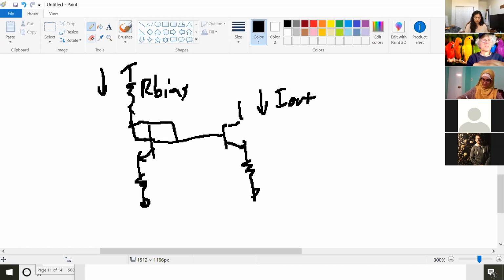And lots of times the thing that's actually doing the work is your amplifier. And if you have a lot of current through here, we'll call it IREF.